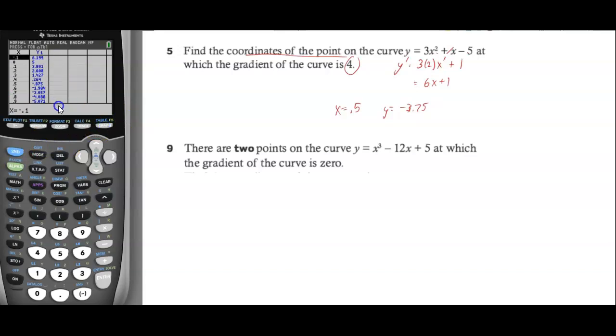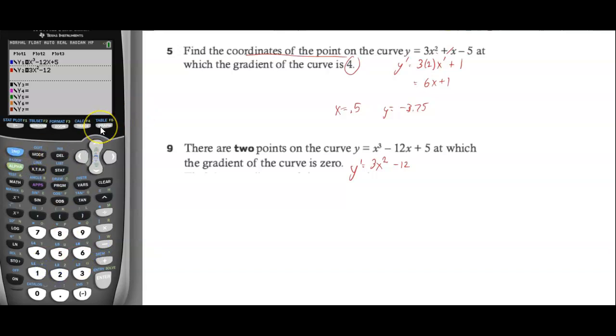Okay, I want to get the derivative function now so that I have the red numbers because I want to find when the red number is 0. So what is the derivative of x cubed minus 12x plus 5? The derivative of x cubed is 3x squared. The derivative of negative 12x is negative 12. So there's my derivative function. I'm going to put that into y2. It's going to be 3x squared minus 12.